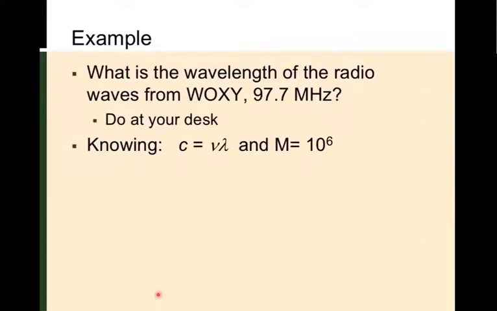All right, let's do a sample calculation. Let's try and do this. What is the wavelength of the radio waves from the WOXY 97.7 megahertz radio station? Knowing that we have this equation here, c is equal to the frequency times the wavelength, and M in megahertz is 10 to the 6, what is going to be the wavelength, i.e. lambda, of the radio waves from WOXY? I'll give you 10 or 15 seconds to try and answer this. Remember, of course, you can always pause to get more time.